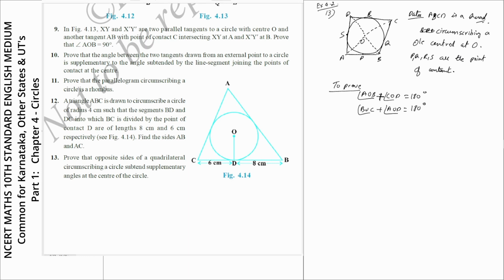Here opposite sides AB and CD are the opposite sides, and another pair of opposite sides are BC and AD. So opposite sides subtend angles at the center, right? Side AB subtends an angle of AOB, and side CD subtends an angle of COD. Their sum should be equal to 180 degree. That's the question. Prove that opposite sides of a quadrilateral circumscribing a circle subtend supplementary angles at the center of the circle. Also BC subtends an angle of BOC, and AD subtends an angle of AOD, and their sum should be equal to 180 degree.